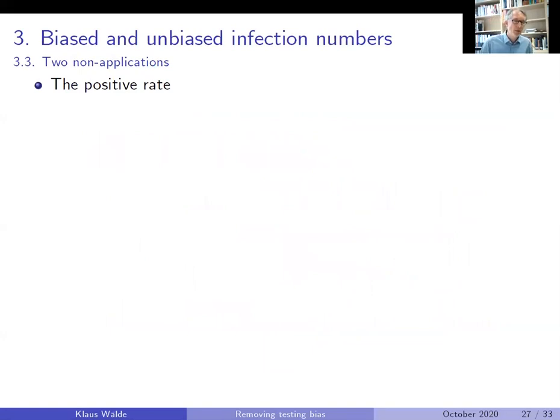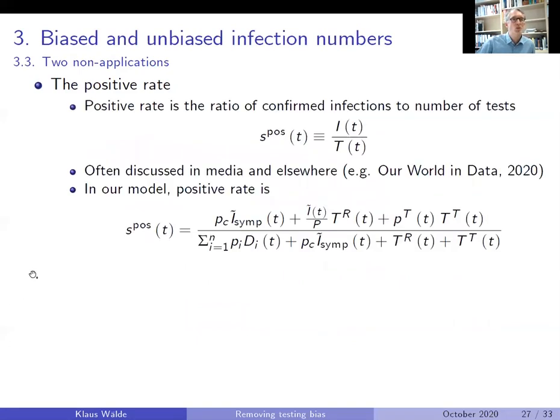This is a quantity many people use and believe that it's useful. So let's ask, what does this positive rate tell us? Again, what is the positive rate? We talked about it earlier. It's the ratio of confirmed infections, so up here, this is what is reported, to the number of tests. This is the positive rate. It's often discussed in the media. It's discussed also elsewhere in very good, very useful data sets. But the question is, what does the positive rate mean? Again, that's a theoretical question. You can have as many numbers as you want. You always need theory to give an interpretation to numbers.